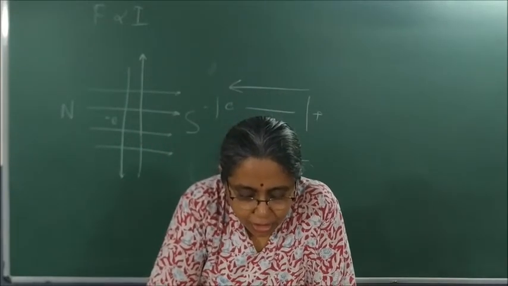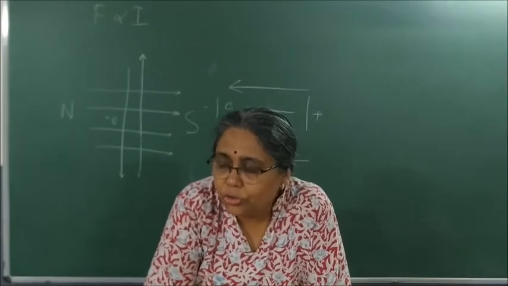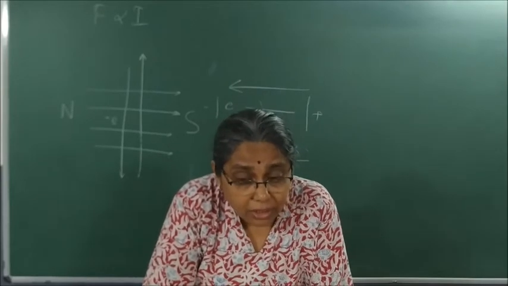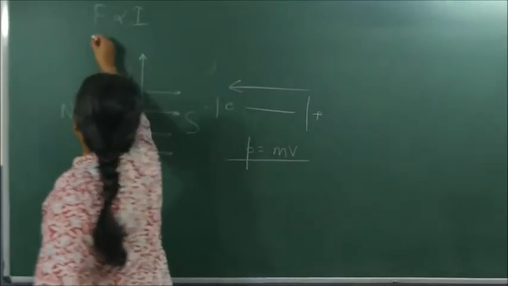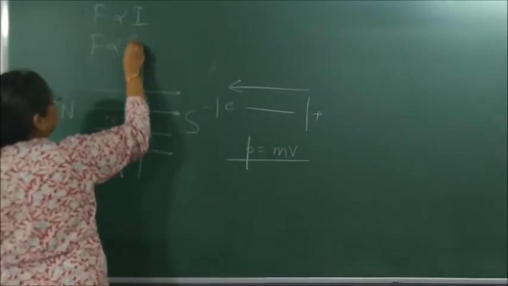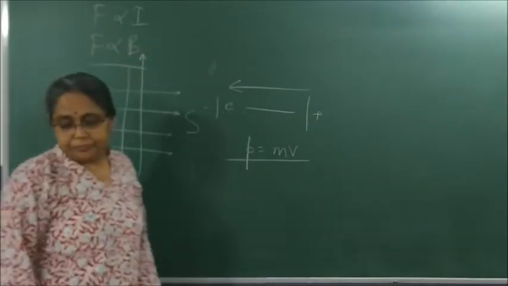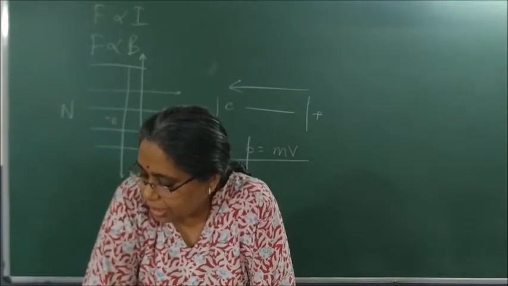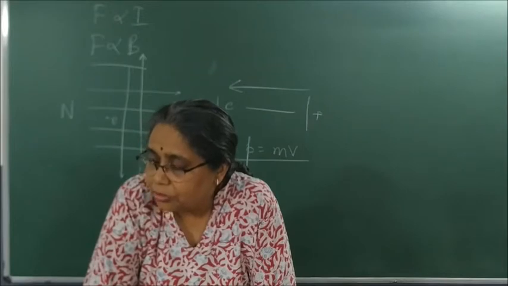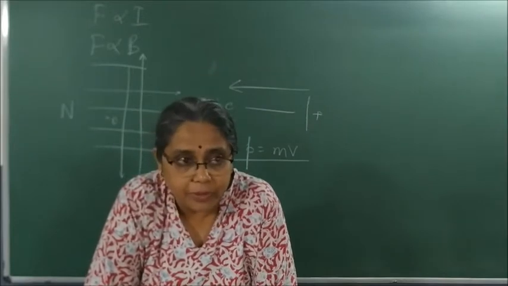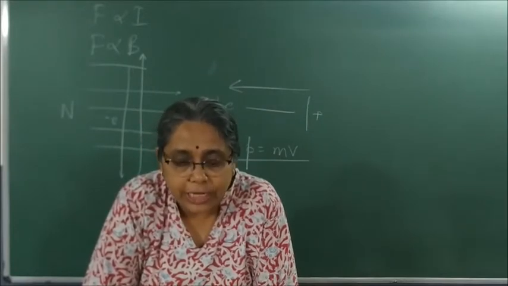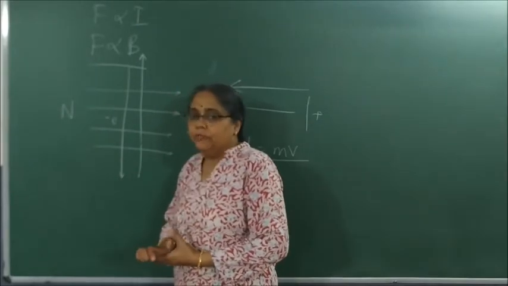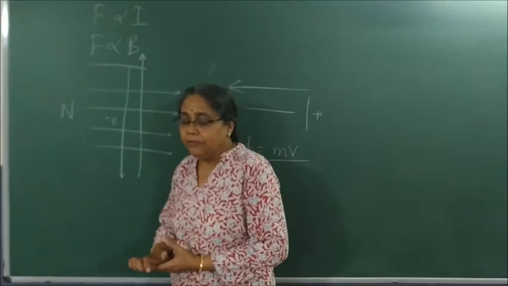Next, a stronger horseshoe magnet is used. It increases because F is proportional to what? B. The displacement of the rod increases because F is proportional to B, which is the magnetic field.